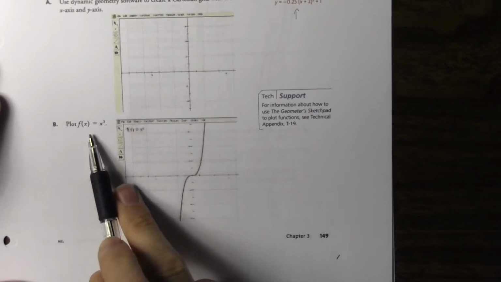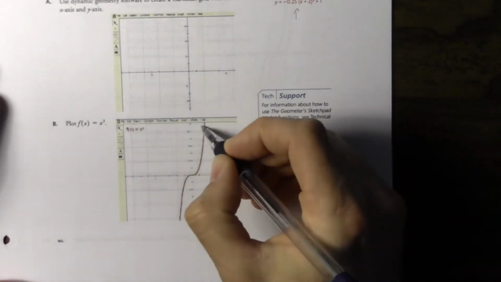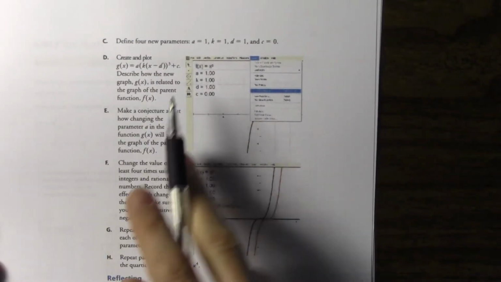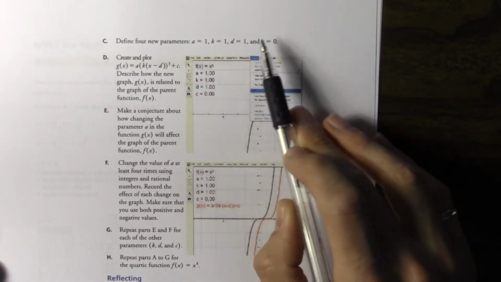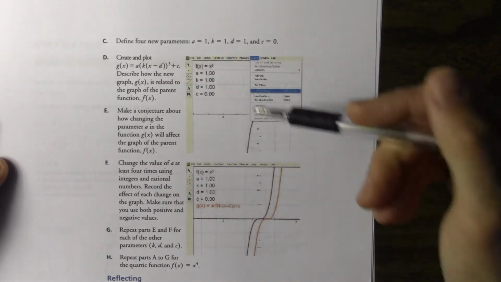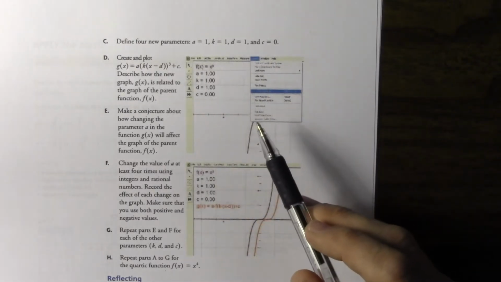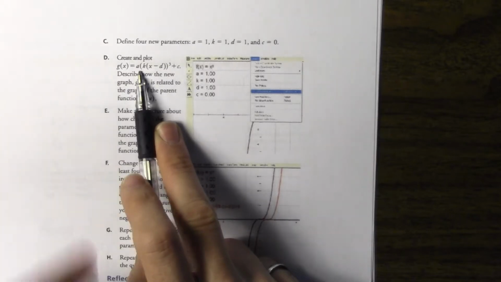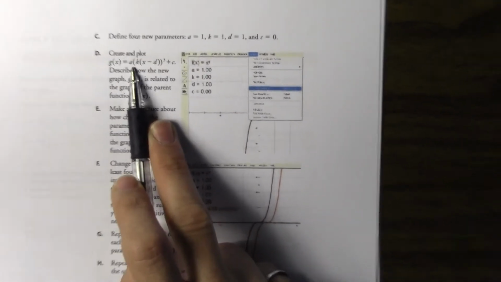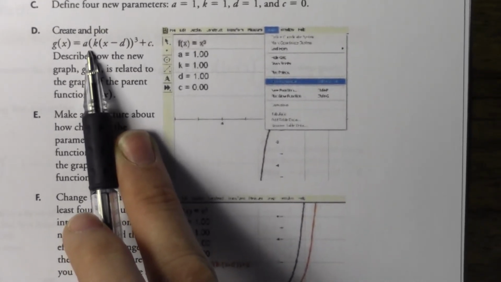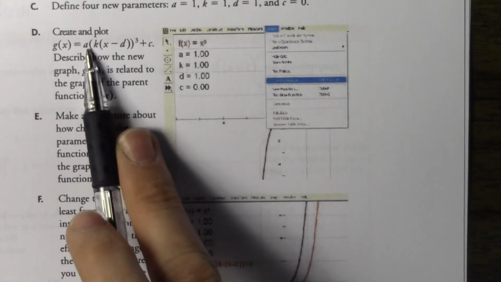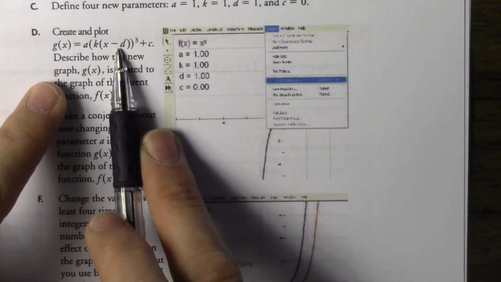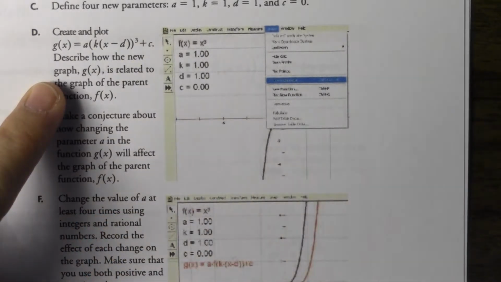It says the first step is to plot x to the exponent of 3. We know what that graph looks like now. Here it is. Next it says define 4 new parameters, a, k, d equal to 1, and c equals 0. So we're not doing much to the graph here if all of our translation variables are 1. Here's our equation with all of our variables in it. Again, nothing new here. This should be really familiar to you guys. We've seen this many times before last year. We're using the same variables: a to dictate the vertical stretch or compression, k to dictate the horizontal one, d to dictate the horizontal translation, left or right, and c, the vertical translation, up or down.